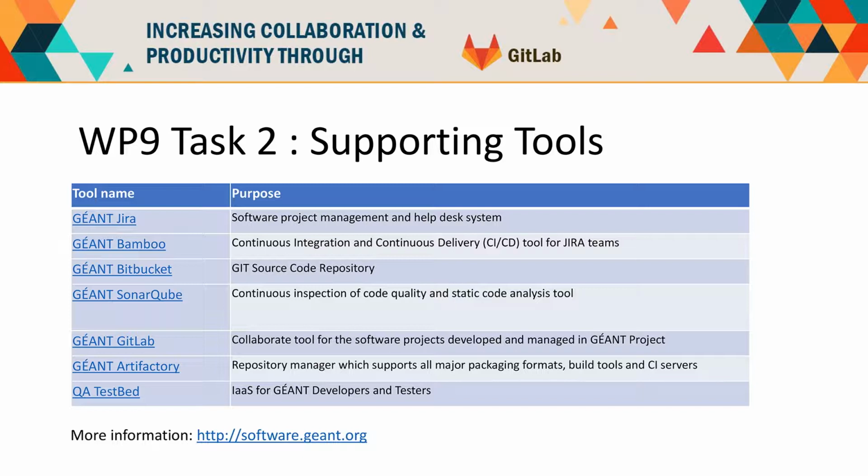GitLab, Git, is a repository manager providing wiki, issue tracking, and continuous integration, continuous deployment pipeline features. JFrog Artifactory is a universal artifact repository manager that supports software packages created by any language or technology. Then we have a QA testbed, virtual machines for development and testing purposes. For more information, you can always visit software.geant.org.